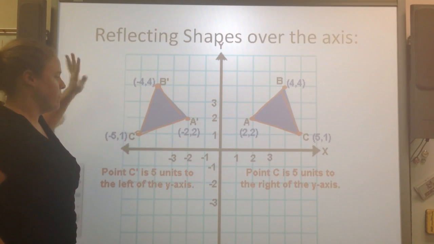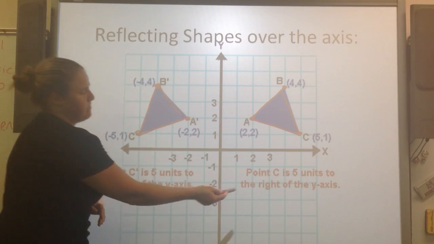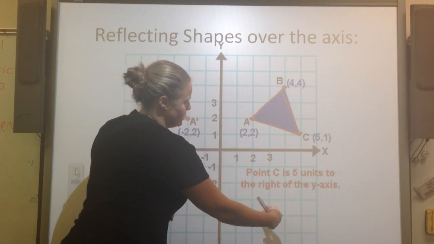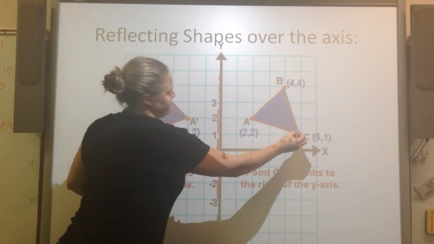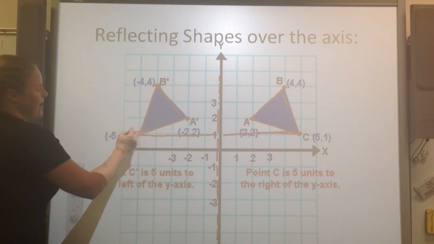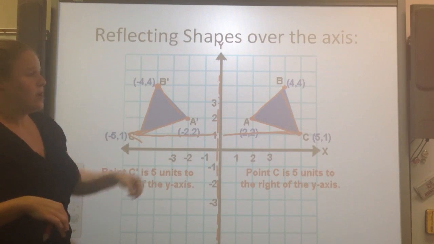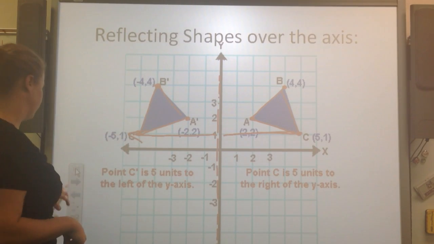You don't have to draw this one. We're going to go through some examples together. But just notice that point C is 5 units to the right of the y-axis. So if you notice this is our y, it's 5 places over. Point C, still 5 places the other direction. So that's what we're going to be talking about in this video. So don't worry about copying this down.